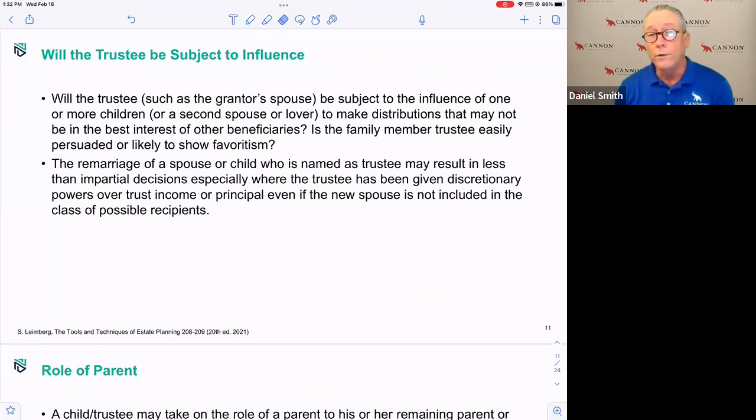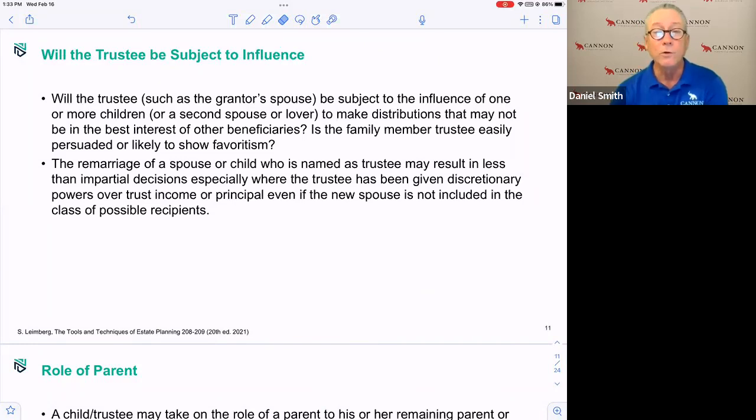Going on, will the trustee be subject to influence, right? Will the trustee, such as a grantor spouse, be subject to the influence of one or more children, or a second spouse, or a lover, or somebody else who comes into their life after my death? Let's say I create a trust for my surviving spouse, and she meets somebody else and gets married again, or just is with somebody, or maybe being taken advantage of by somebody. We talked about some of this in the elder abuse sections that we have. So very, very important to make sure that we're not making distributions that may or may not be in the best interest of the other beneficiaries.